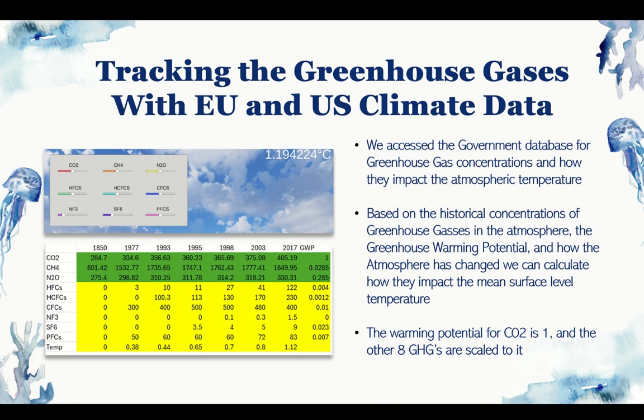And we calculated the greenhouse warming potential for each greenhouse gas, and we implemented that into the sliders we can see on the first screenshot. For example, the warming potential for CO2 is 1, and the other 8 greenhouse gases are scaled to it.